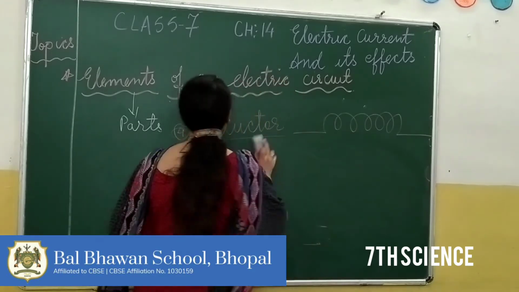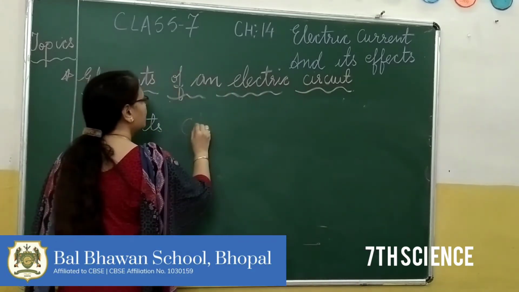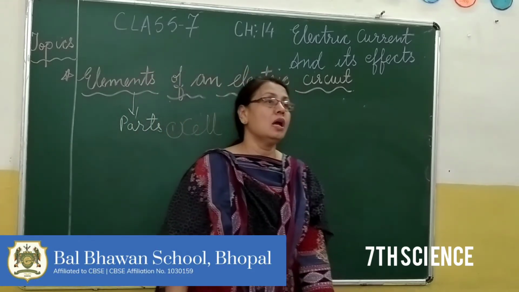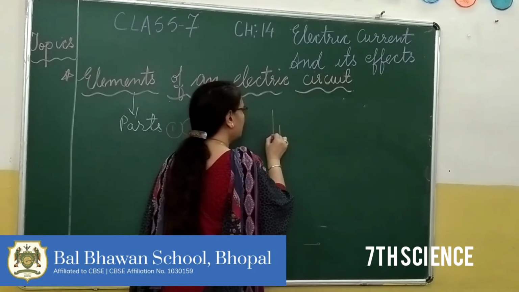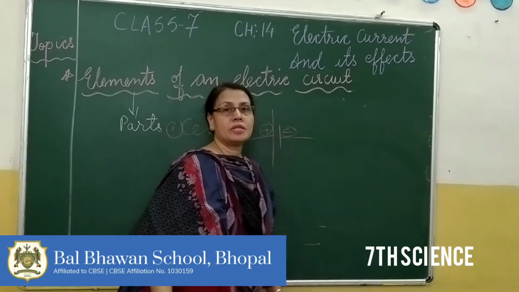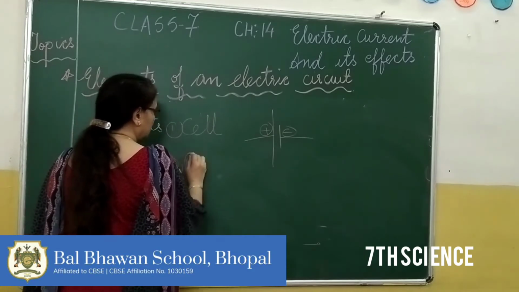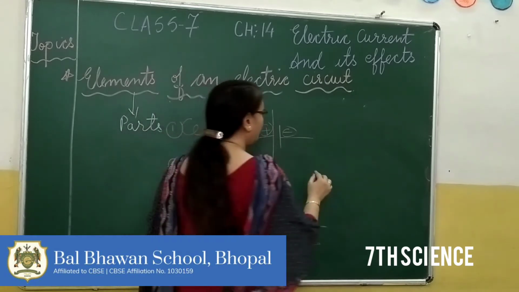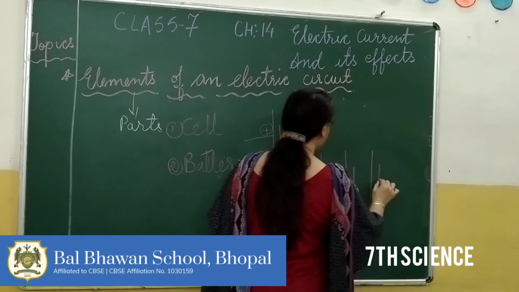Now coming to the next, we have a cell, which you already know, a source of electric current. How is it represented? With two lines, one big line which represents the positive and one small line which represents the negative terminal. Now next, when we say battery, it means a combination of cells, more than one cell.